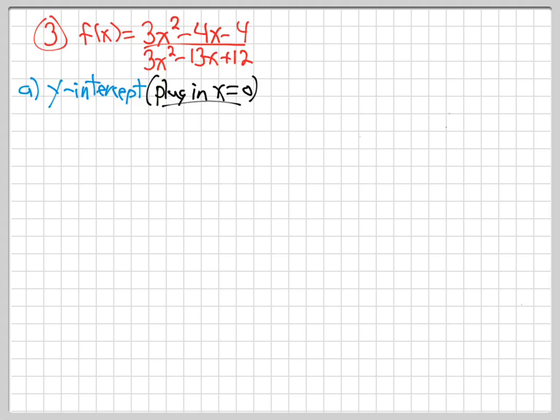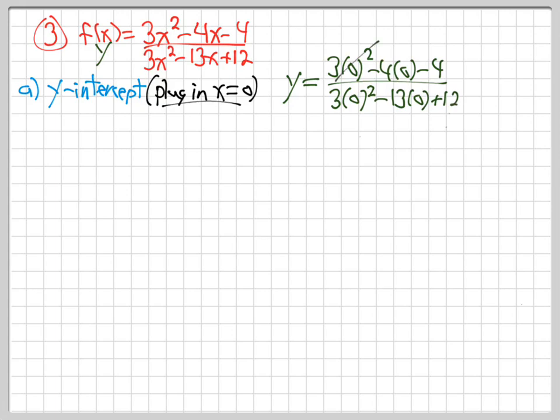So take this equation. This is y equals, I'm just going to make this y. Remember, function values are y values. Plug in 0 for x. So that'll be 3 times 0 squared minus 4 times 0 minus 4 over 3 times 0 squared minus 13 times 0 plus 12. Gone, gone, gone, gone. What are we left with? Minus 4/12. Reduce that fraction. Divide top and bottom by 4. Minus 1/3. So y equals minus 1/3.